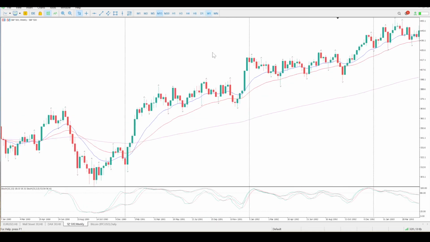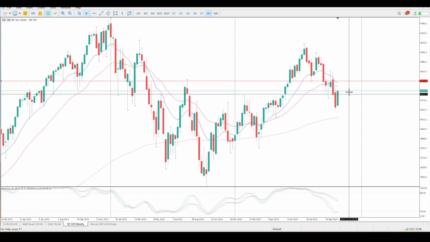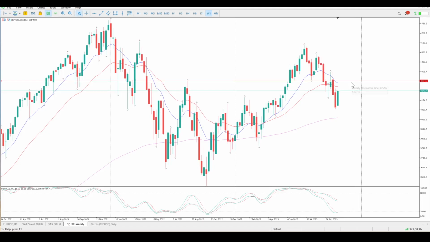And the upper level that you're looking for is going to be, that's the first level there that I would take profit at. So that would be a good 600 points. But once we breach through that, you can actually start holding on for these all-time highs here.